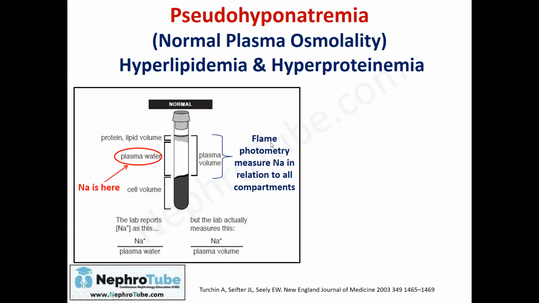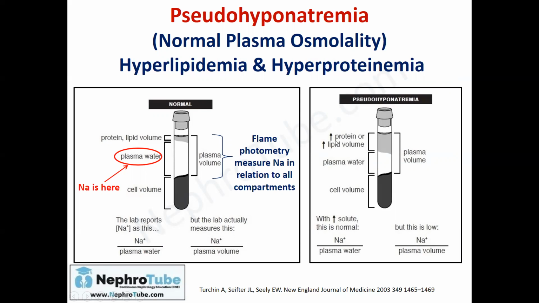One of the methods that measures sodium concentration is called flame photometry. The flame photometry apparatus measures sodium in relation to all compartments, to the whole plasma volume, not only in relation to the plasma water. It measures the concentration of sodium relative to the entire plasma volume. That's why, in cases of hyperproteinemia and hyperlipidemia, the volume of lipid and protein increases and the volume of plasma water decreases.